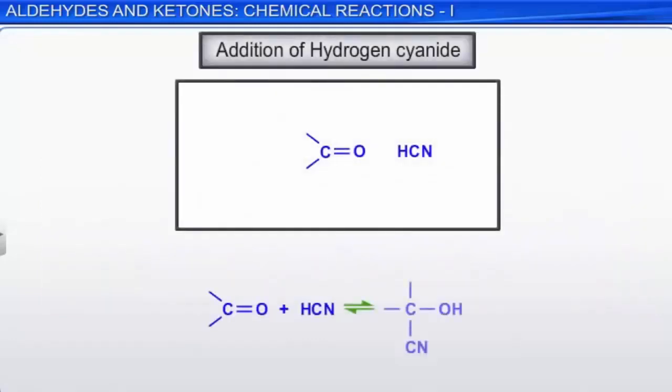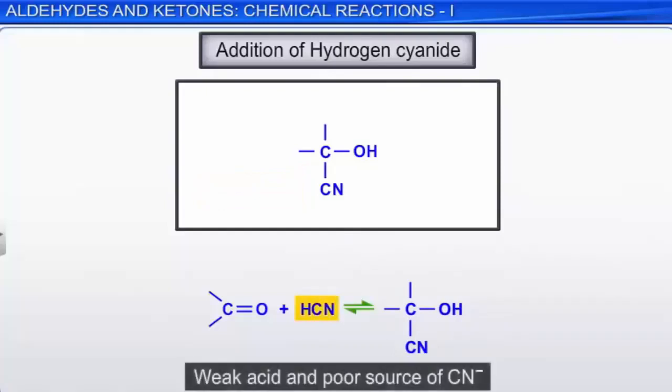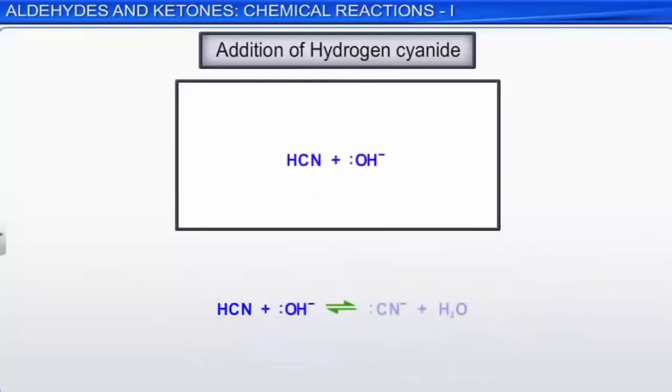When hydrogen cyanide is added to the carbonyl group of aldehydes and ketones, it yields compounds known as cyanohydrins. As HCN is a very weak acid, it is a poor source of cyanide ions. Hence, addition takes place very slowly. Therefore, the addition of a base can generate cyanide ions from the weak acid, HCN, causing a dramatic increase in the rate of the reaction.